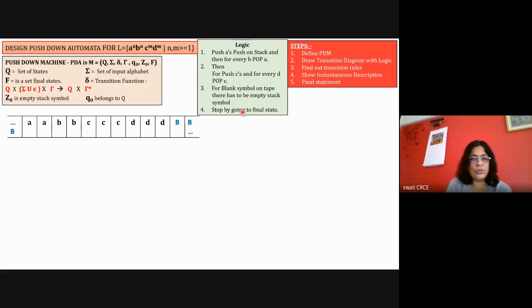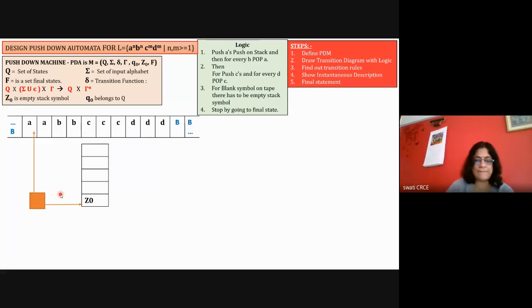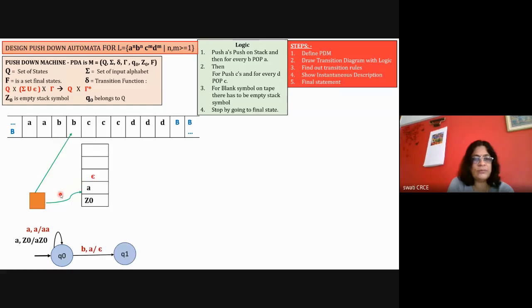So write down the logic. Now first you concentrate on the working, then I'll explain the diagram. So don't look at the state transition diagram right now. Just see how this particular machine is working. My logic is, for the first A, add A onto the stack. Second A, add the second A onto the stack. For the first B, remove A from the stack. For the second B, remove A from the stack.